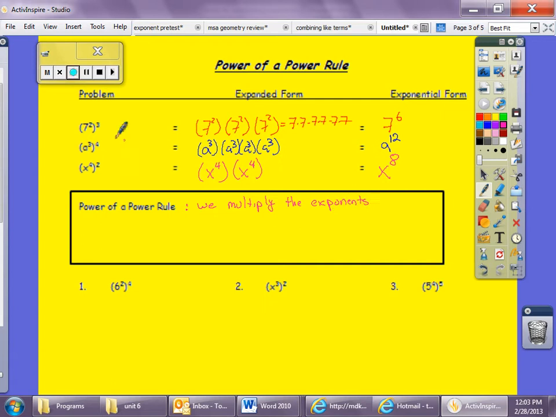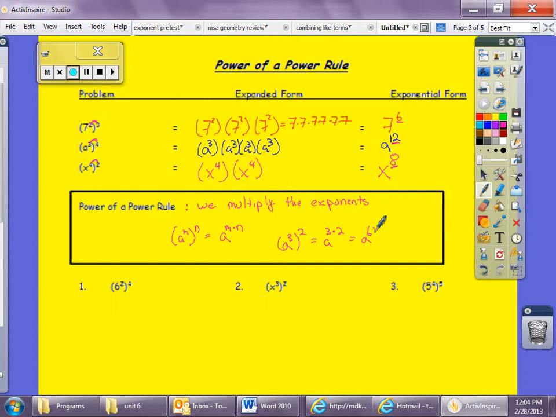So if we look at this, we just do 2 times 3, which gives me 6, and 3 times 4 gives me 12, and then 4 times 2 gives me 8. So we multiply the exponents. The generic example: if I have a to the m to the n, that'll be a to the m times n. Or if we use our example from before, a to the third to the second gives us a to the third times 2, which is a to the 6th.